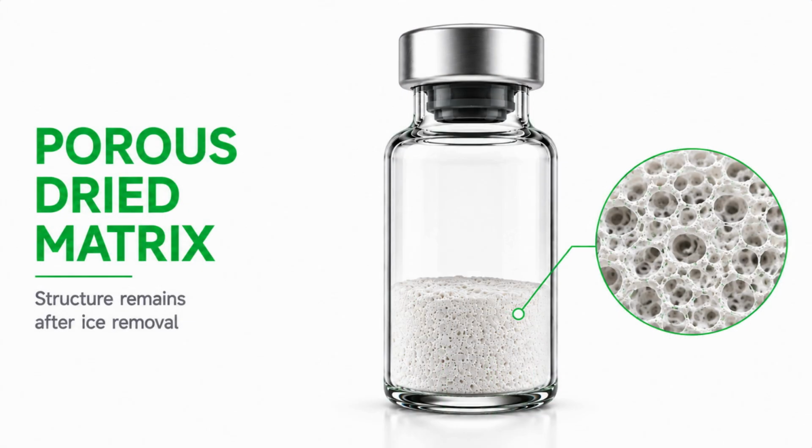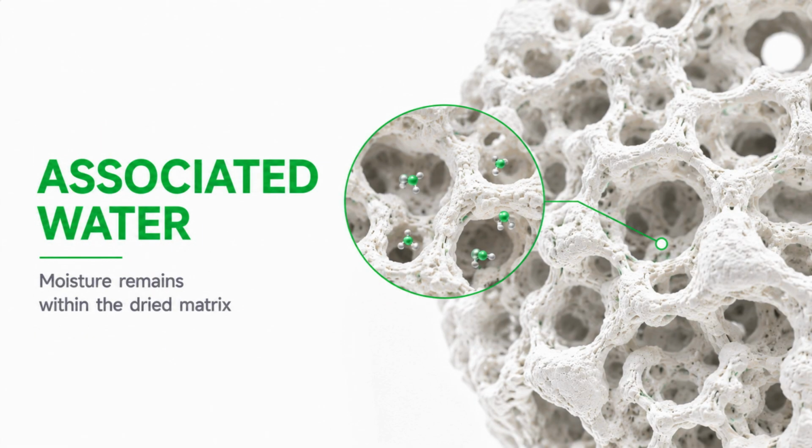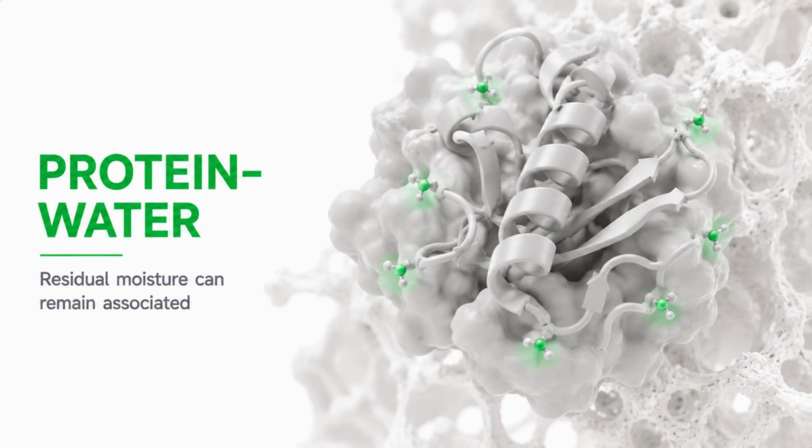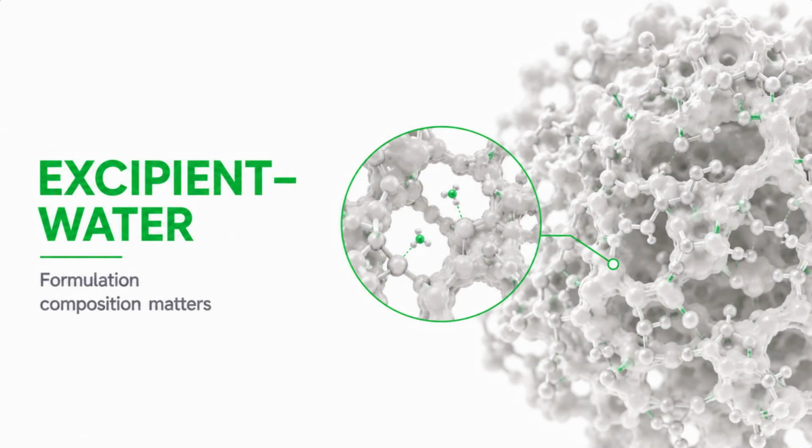After primary drying, the product is a porous, dried matrix formed by the removal of ice. But within this structure, some water can still remain associated with the solid. This residual moisture may interact with proteins, sugars, polymers, and other formulation components. So although the cake appears dry, its microscopic state can still contain water that influences product behavior. Secondary drying is designed to remove much of this remaining moisture.